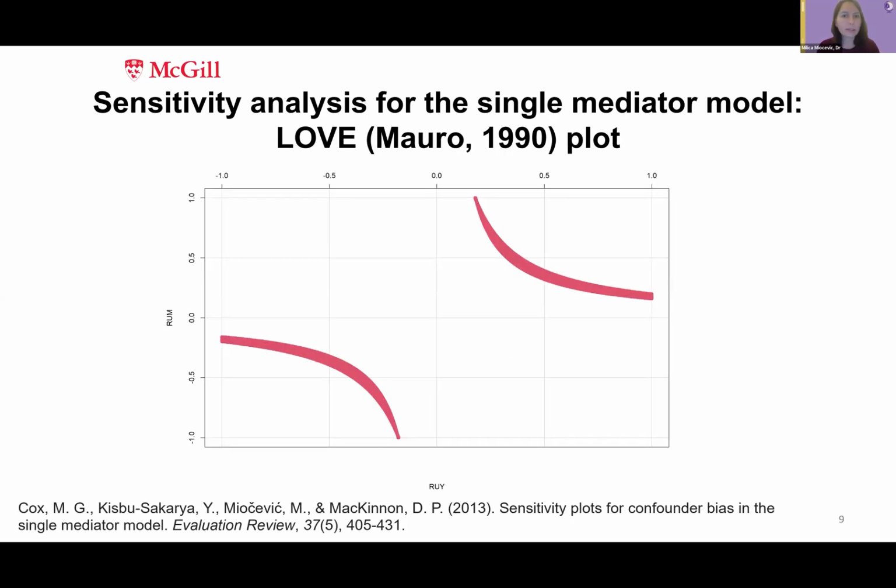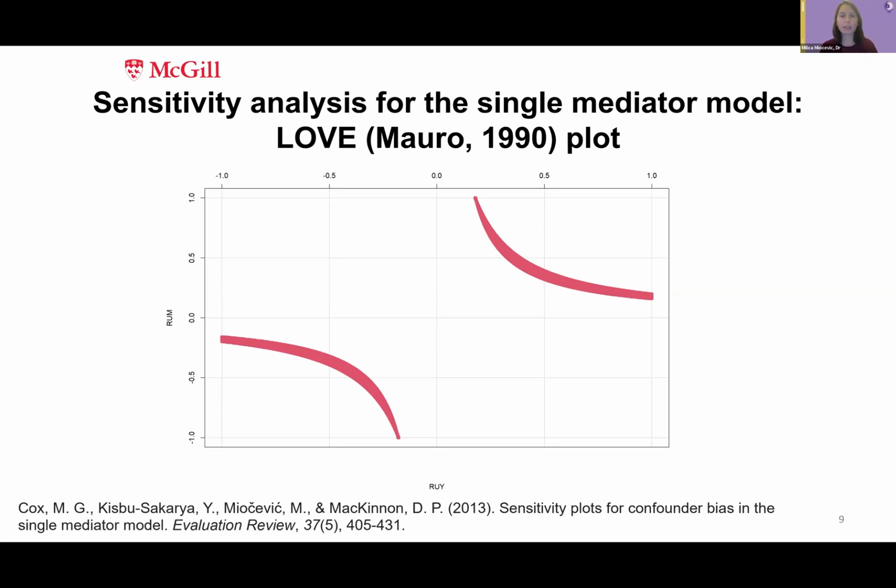Last sensitivity analysis I'll present is the LOVE method. LOVE here stands for left out variable error. So this was inspired by a paper by Mauro in 1990, and we extended it to the mediation model. So here on the y-axis, we have the correlation between an unobserved confounder and the mediator. On the x-axis, we have the correlation between the unobserved confounder and the outcome.